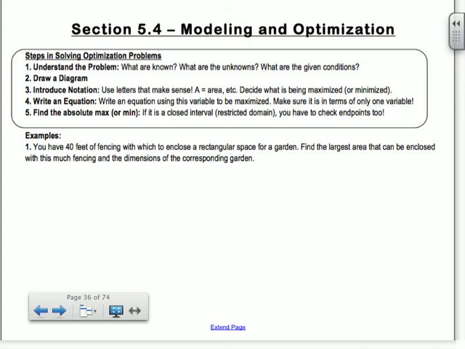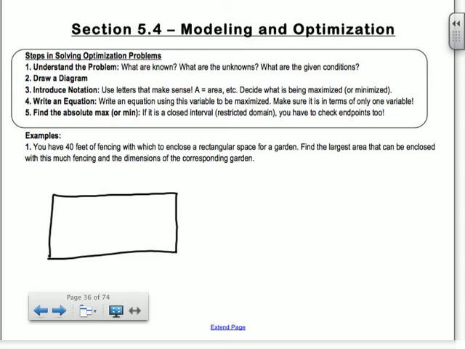So number one, it says you have 40 feet of fencing with which to enclose a rectangular space for a garden. Find the largest area that can be enclosed with this much fencing and the dimensions of the corresponding garden. Okay, so we draw a picture. We're trying to maximize the area.